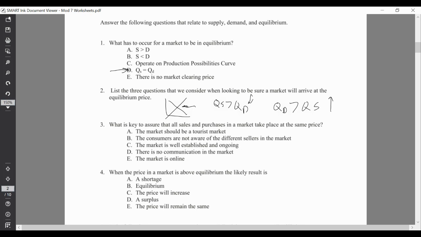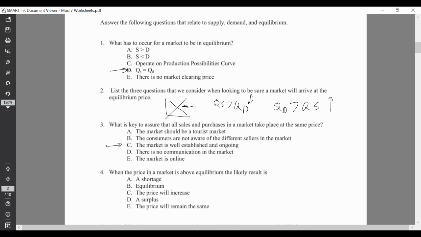Number 3 says, what is key to assure that all sales and purchases in the market take place at the same price? Okay, so we're asking that question. The answer would be C. A market is well established and ongoing, right? The market's always going, and we're always going to be at equilibrium price. Always, always, always. Well, in the free market, that's what we want.